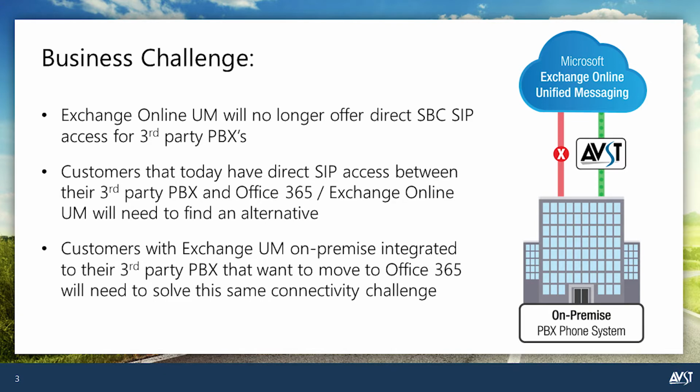approach. This also impacts those customers that are using Exchange UM on-premise. So you've got your own Exchange server, you've got unified messaging deployed, you have it integrated to your third-party PBX. If you want to move to Office 365, that's going to be a problem. You're going to have to solve the same connectivity issue before you make that switch, because that direct SIP integration into Office 365 is no longer going to be available to you.